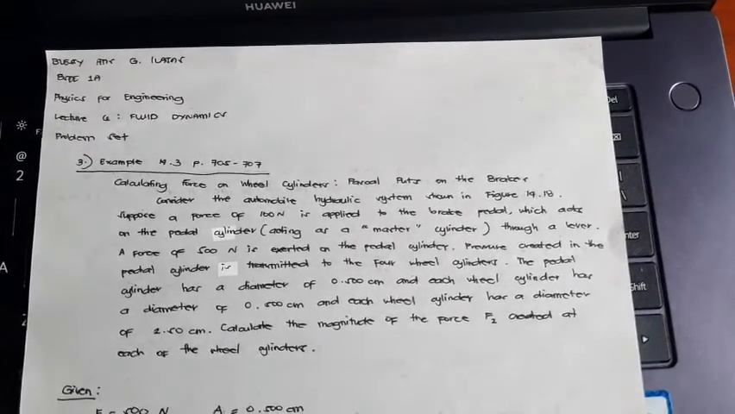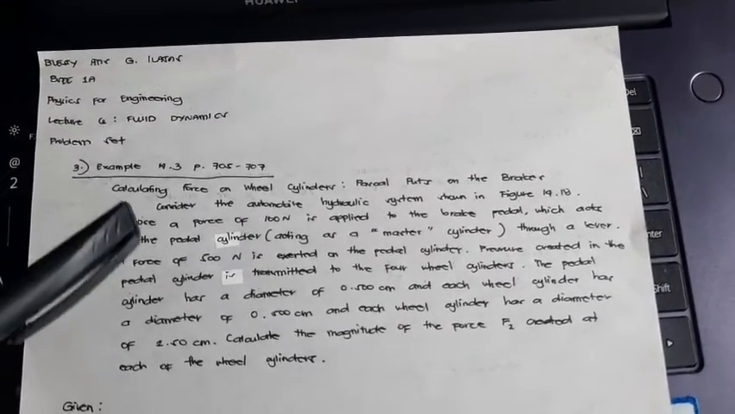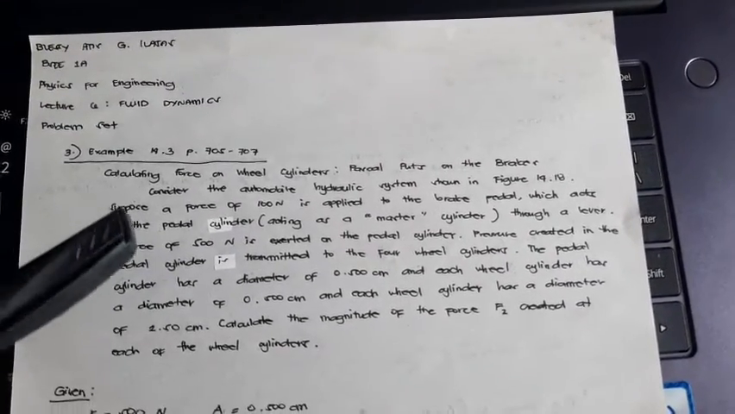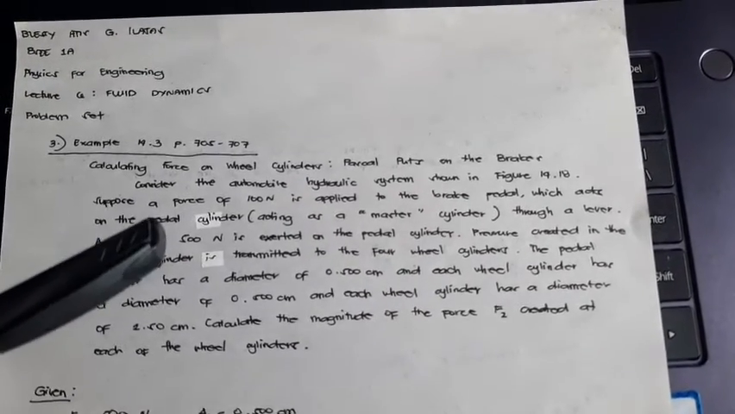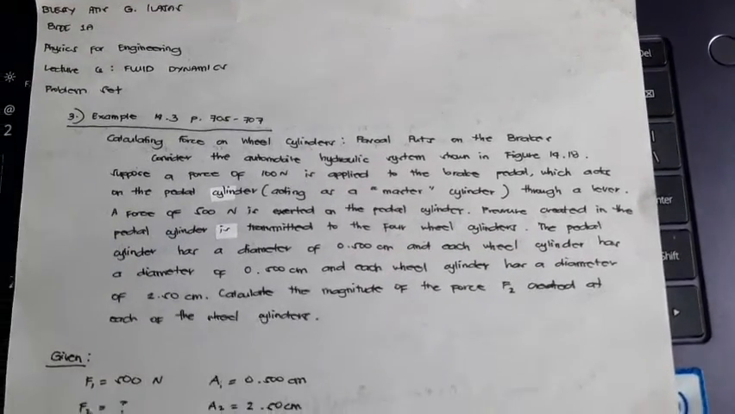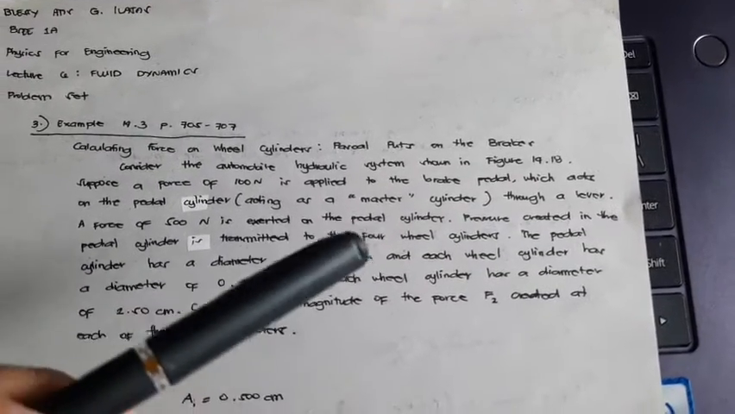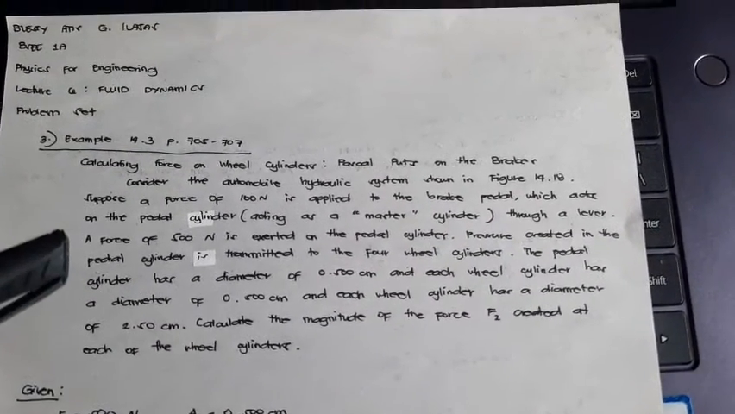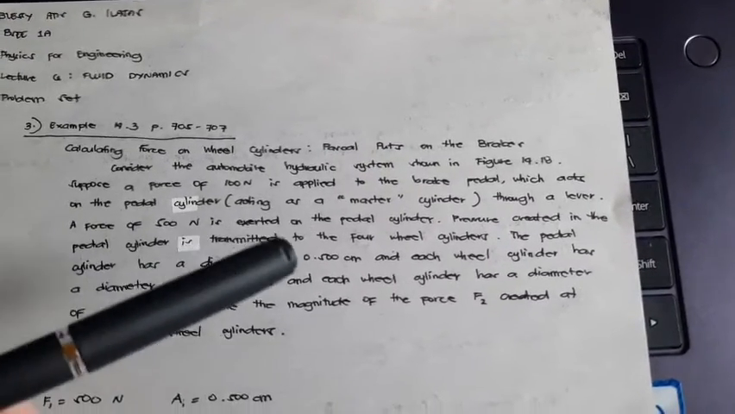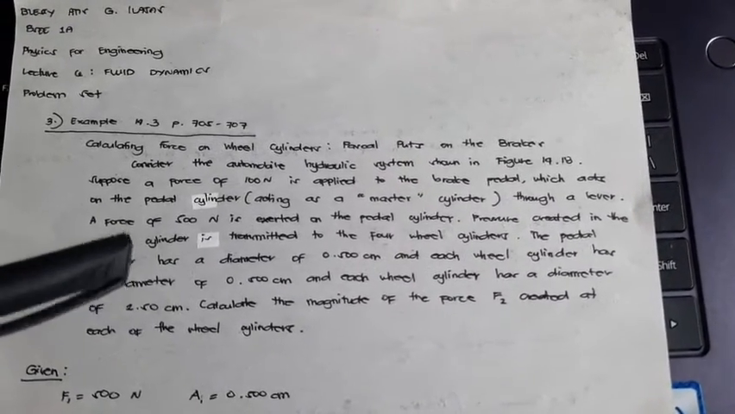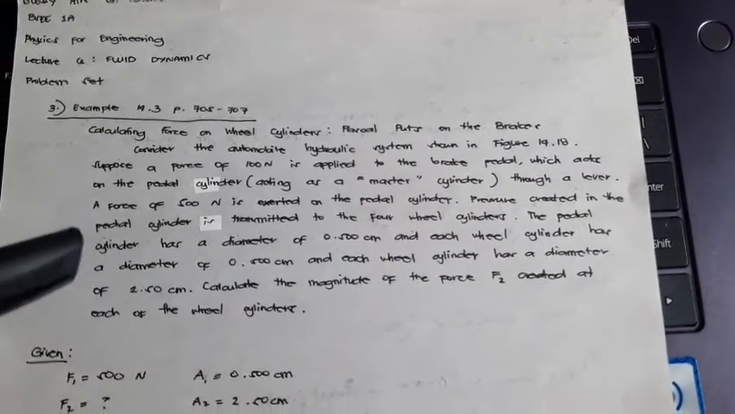So let's proceed to problem set number 3. Example 14.3 on pages 705 to 707. Calculating force on wheel cylinders. Pascal puts on the brakes. Consider the automobile hydraulic system shown in figure 14.18. Suppose a force of 100 Newton is applied to the brake pedal, which acts on the pedal cylinder, acting as a master cylinder through a lever.